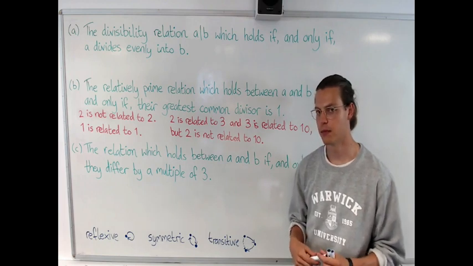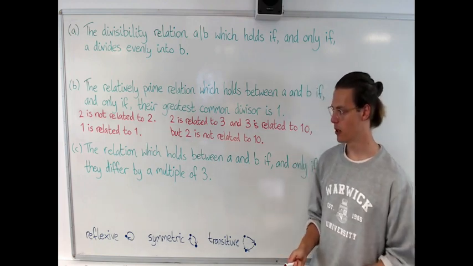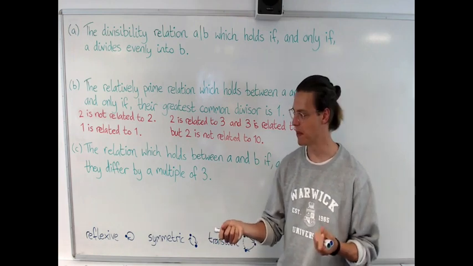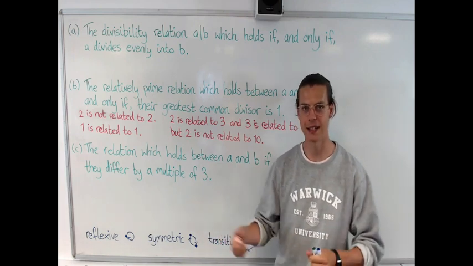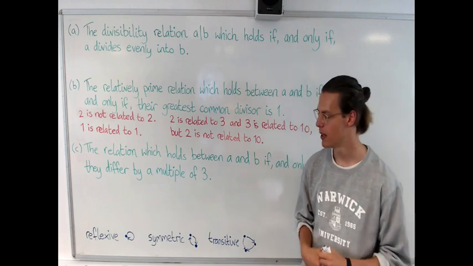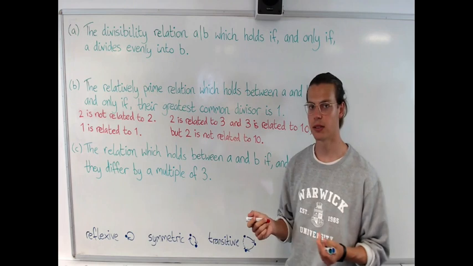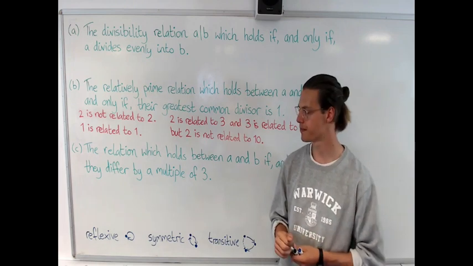Is this relation symmetric? Well, if A and B differ by a multiple of 3, then of course B and A differ by a multiple of 3. So yeah, this is symmetric and not antisymmetric.